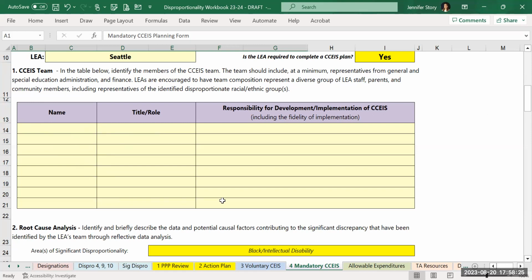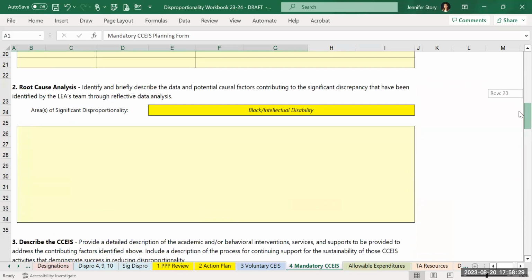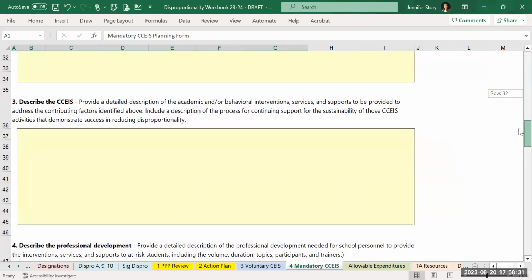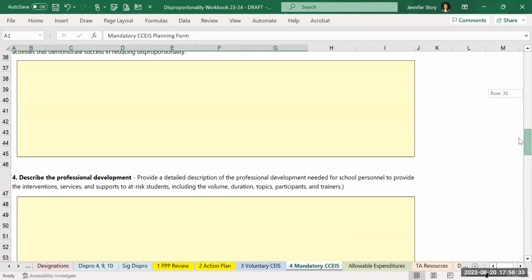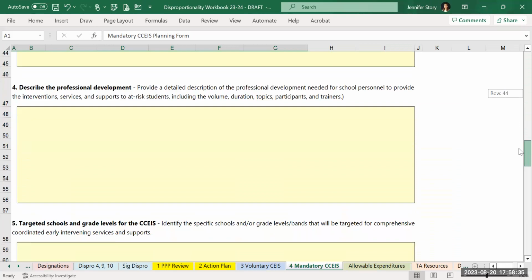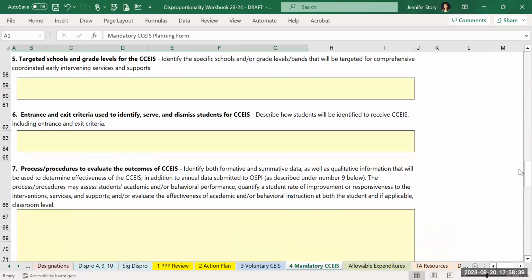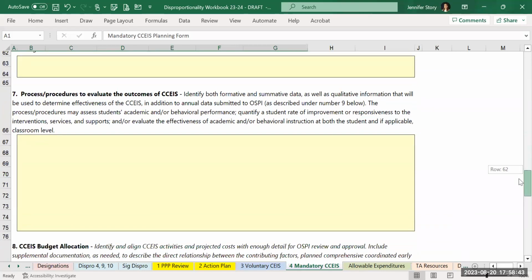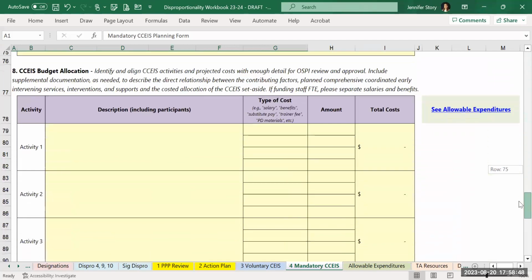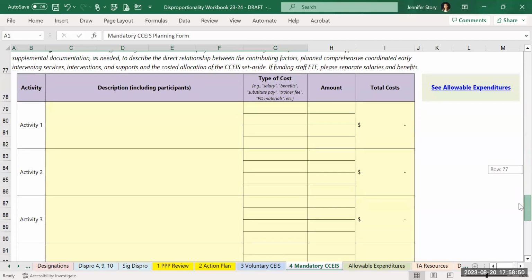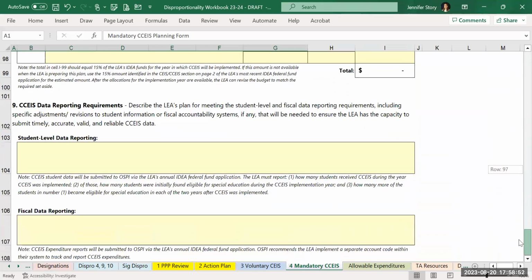So the district will put a team together. They'll work on a root cause analysis. They'll describe the CCEIS activities, the professional development related to those activities, the targeted schools, entrance and exit criteria for serving students in CCEIS, how they're going to evaluate the outcomes, and then what are the budget allocations and activities. And then there are similar fiscal and student reporting requirements.